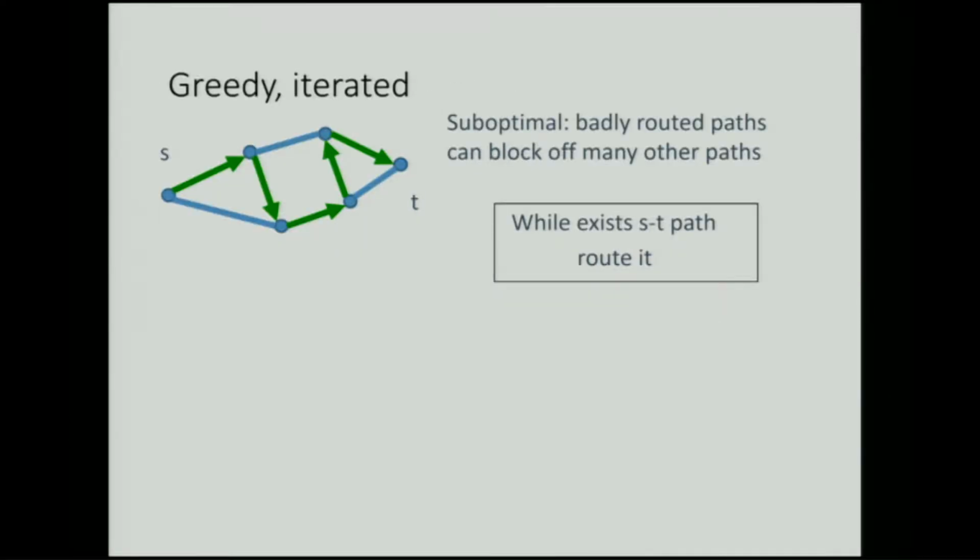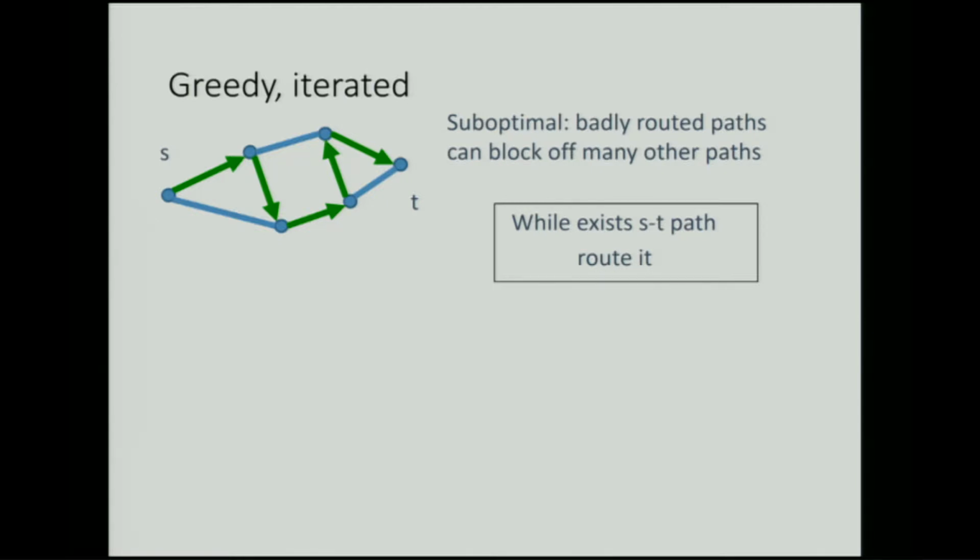So the way that this gets solved is you just solve it like a routing problem. You say, hey, while there exists a path from the source to the sink, route the path. Right? So if I can find a path, I route it. Except in this example, you can take a very bad path. You can take a path that blocks off both of these paths. So greedy is clearly suboptimal.